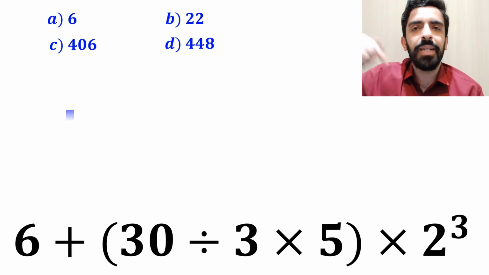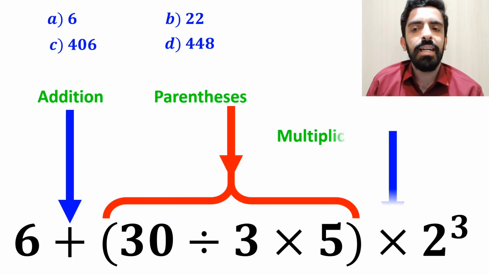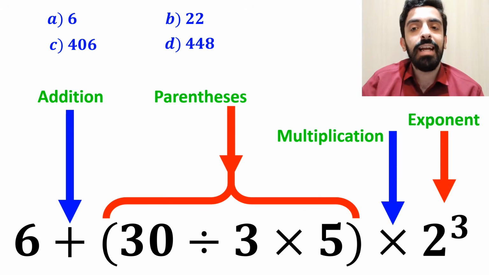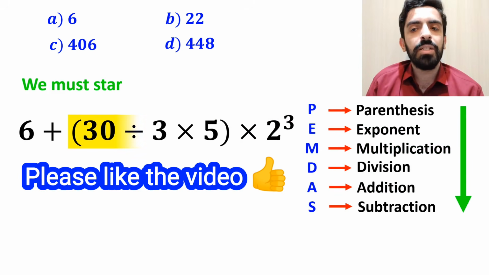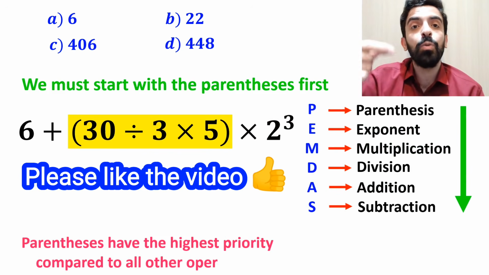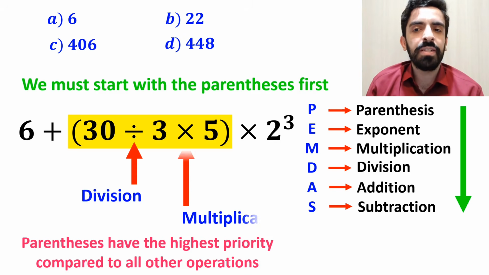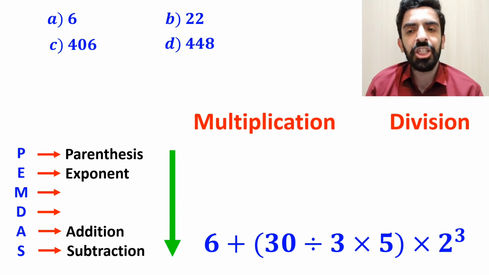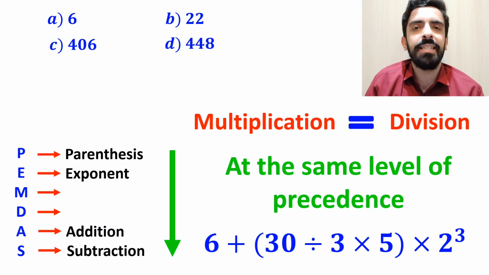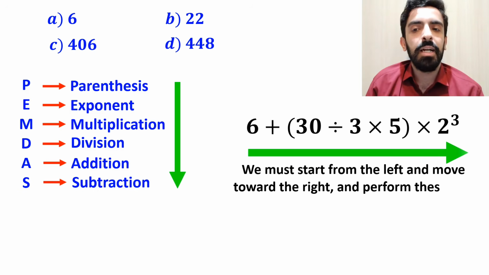Okay, as you can see in the image, in this expression, first we have an addition sign, then parentheses, after that we have a multiplication, and finally an exponent. We must start with the parentheses first, because parentheses have the highest priority compared to all other operations. And inside the parentheses, first we have a division sign and then a multiplication sign. It's very important to remember that multiplication and division are at the same level of precedence. In this situation, we must start from the left and move toward the right, performing these two operations in order.